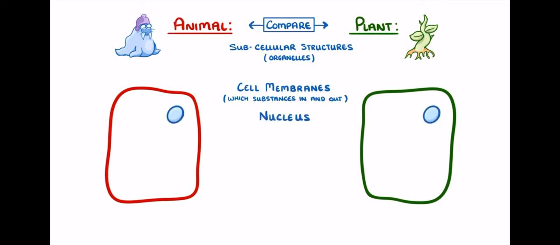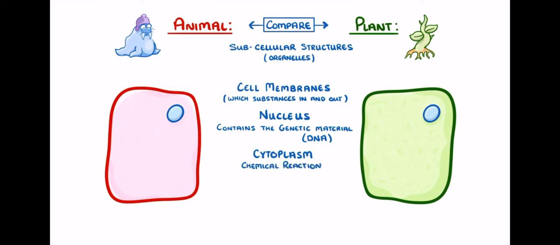Both types also have a nucleus, which contains the genetic material, or DNA, that controls the activities of the cell. They're also both filled with a gel-like substance called cytoplasm, which is where the subcellular structures sit, and also where the chemical reactions take place. You can think of it as the water which fills a water balloon, but the consistency is closer to jelly.